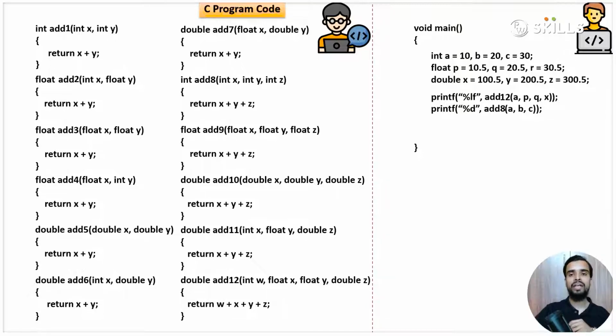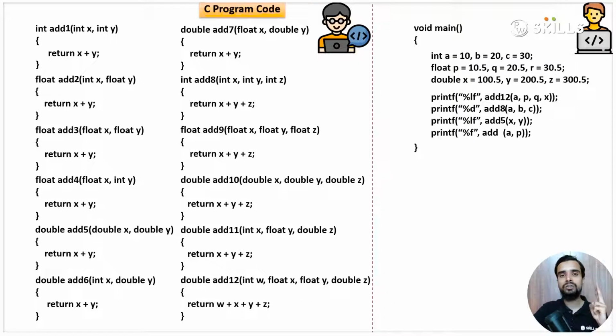Anyways, moving on, let us say this time I would like to perform the addition operation between two double values. Can you please guess what is going to be the function name? Absolutely correct. This time the function name happens to be add5. And finally, if I would like to perform the addition operation between one integer value and one floating point value, can you please guess what is going to be the function name? Absolutely correct. This is nothing but our add2 function.